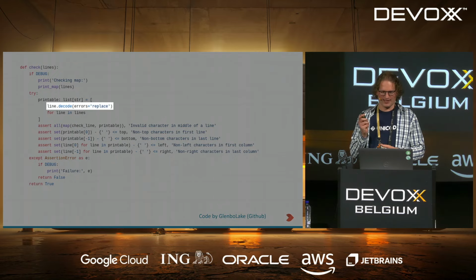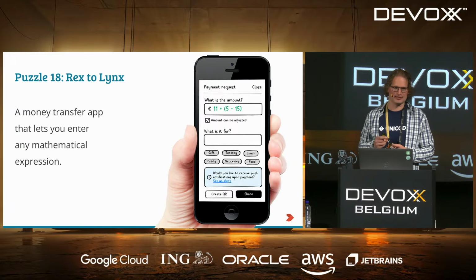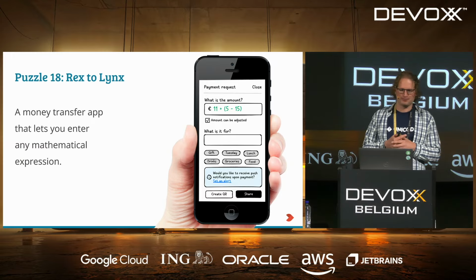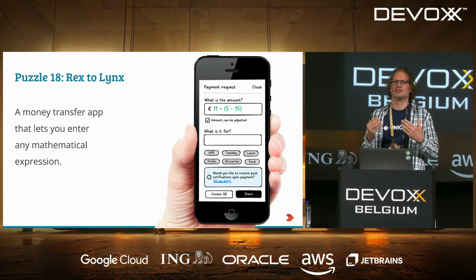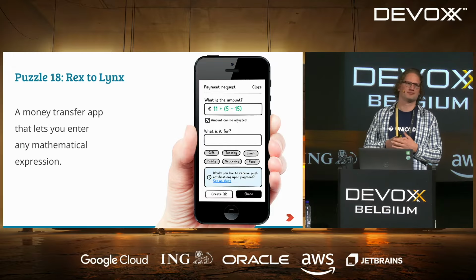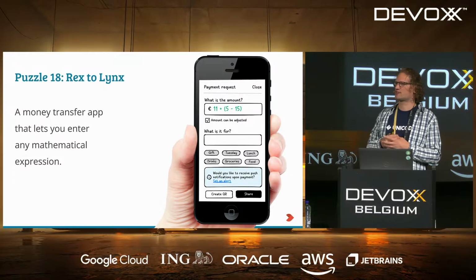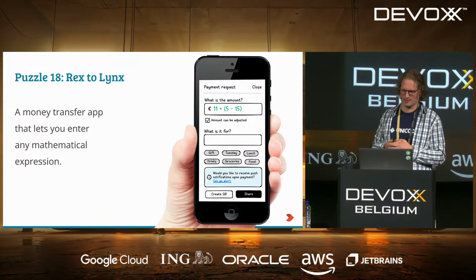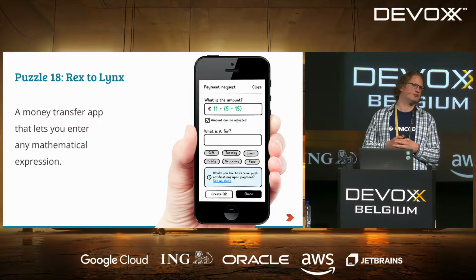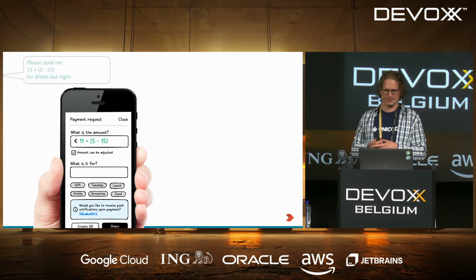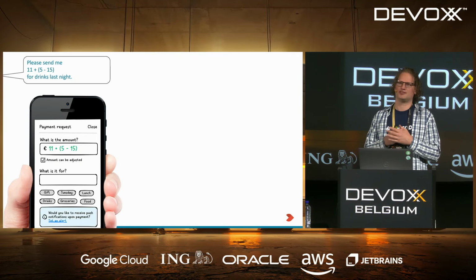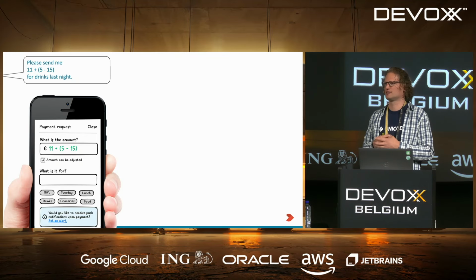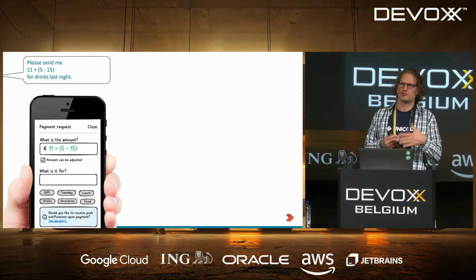So then puzzle 18 is about right-to-left text. Imagine a money transfer app or a payment request app. And you can enter any expression and it will do the calculation for you. And so somebody can send you a text message with any valid expression really. And you copy and paste it into the input field of the app.